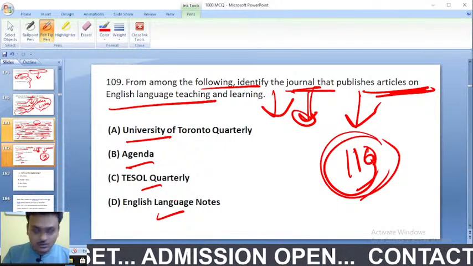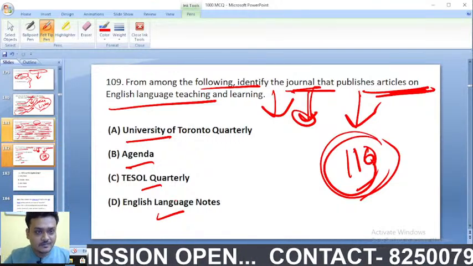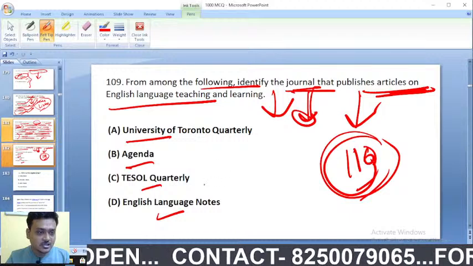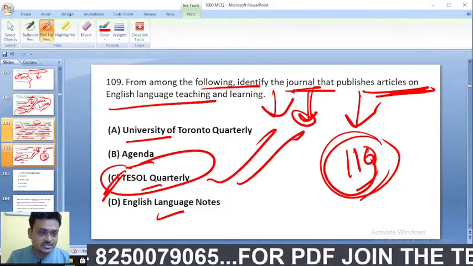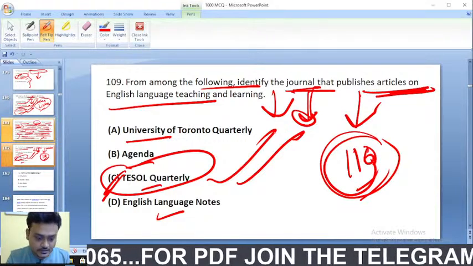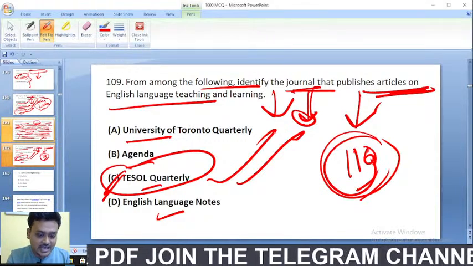Next question, 110. Here the right answer is TESOL Quarterly. Okay? TESOL Quarterly is the right answer. C is the right answer. Here is the last question.